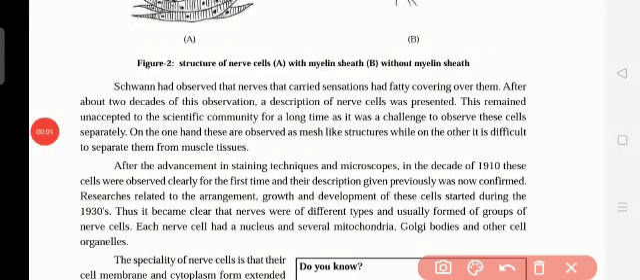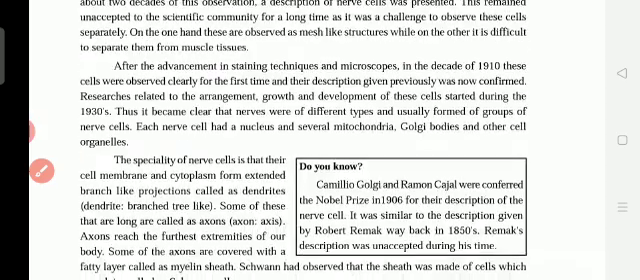Schwann had observed that nerves that carried sensation had a fatty covering over them. After about two decades of this observation, a description of nerve cells was presented. This remained unaccepted by the scientific community for a long time, as it was challenging to observe these cells separately. In those times there was no microscope, so it was very difficult to observe them. What is that? Nerve cell.